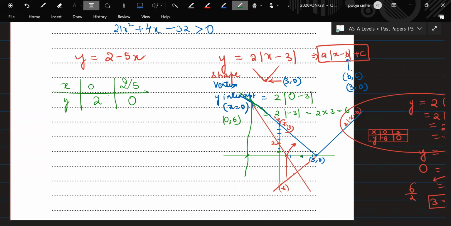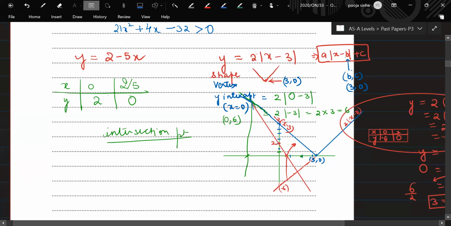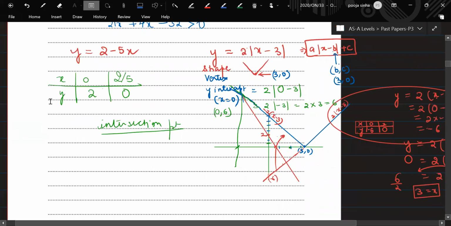With the minus line, not with the positive line, right? So now what will we do? The next thing that we need to find out is the intersection point. Understood? Intersection point of what? So it's going to be minus 2x minus 3 is equal to 2 minus 5x. Right. Very good. Minus 2x minus 3. No more than this, because now we are finding the intersection point of the two lines.